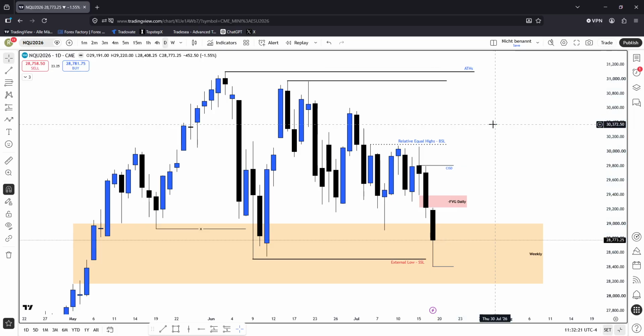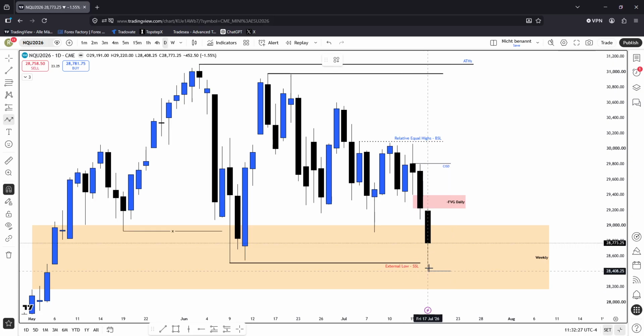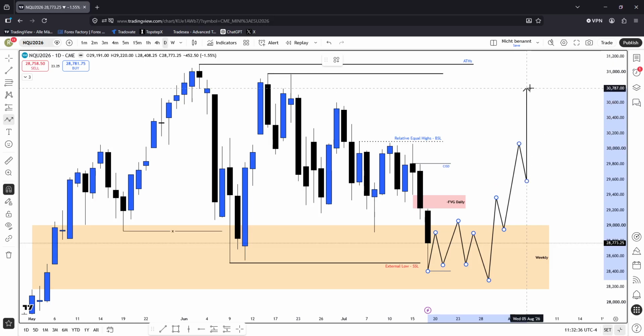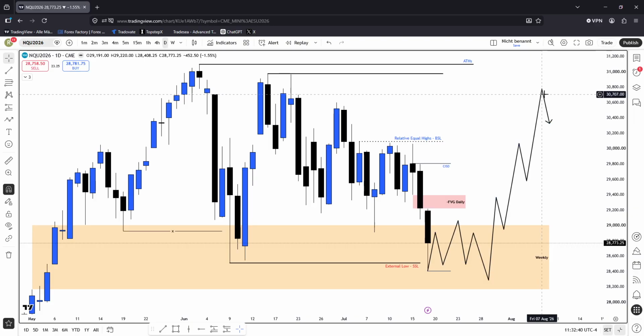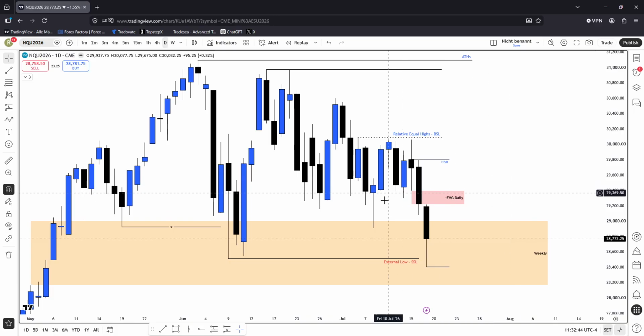That's pretty much it, but until then we gotta be a bit more patient because there's a possibility here that we form some more accumulation structure, get an AMD, and then after that get the market maker buy model back to new all-time highs. Right now my focus only lays on this fair value gap right here, because that's a high probability area.